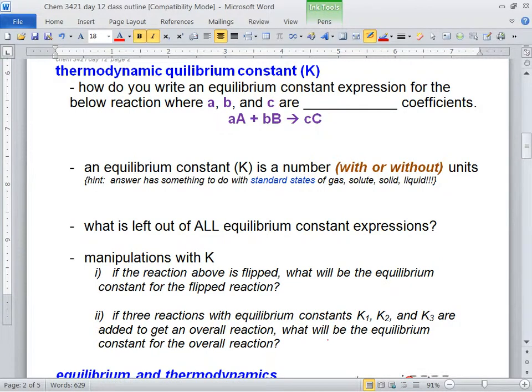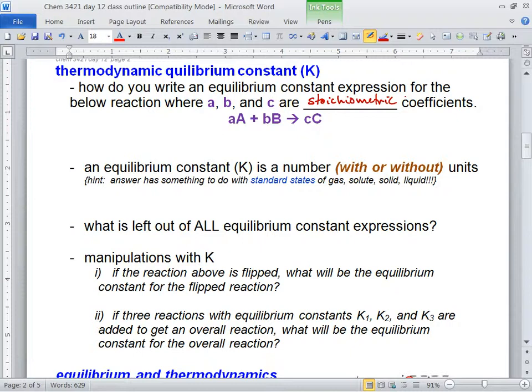The thermodynamic equilibrium constant, big K. Now I've changed things already, so the little handout's not going to perfectly match. But how do we write an equilibrium constant expression for the below reaction, where little a, b, and c are the blank coefficients? What were they called? Start with an S. Stoichiometric. You remember that? They're the stoichiometric coefficients.